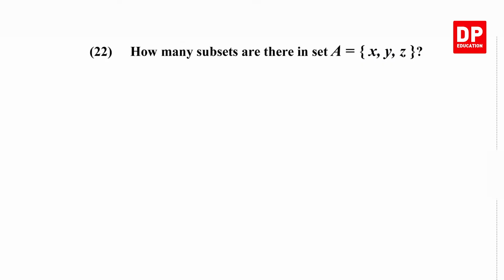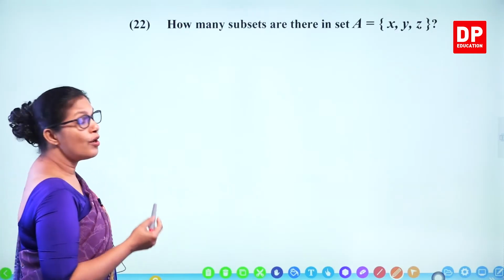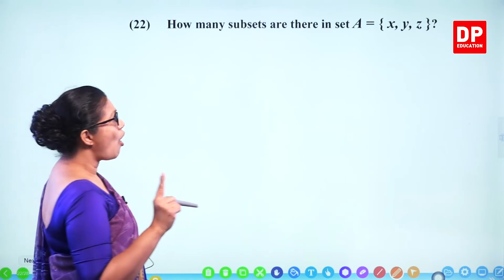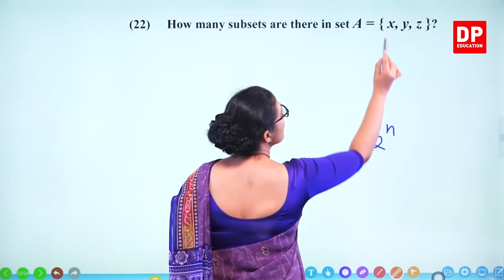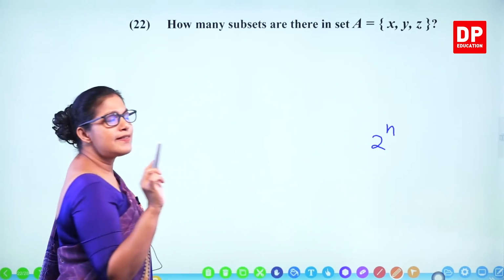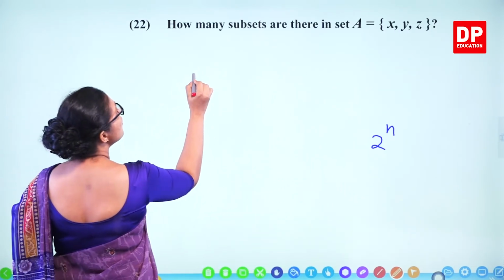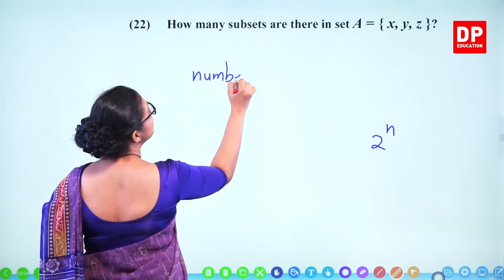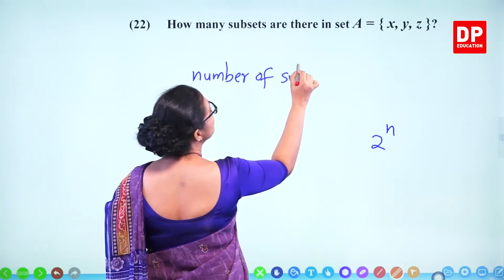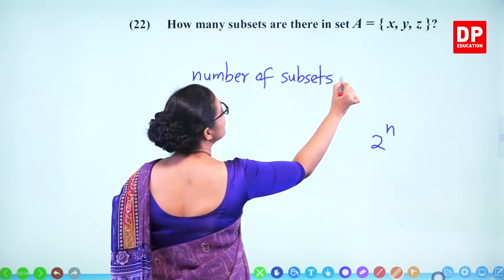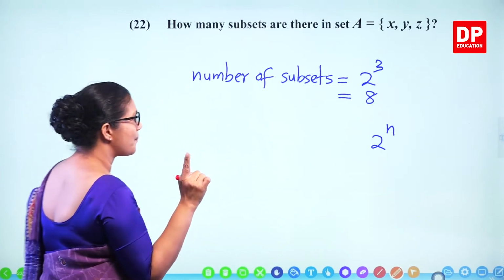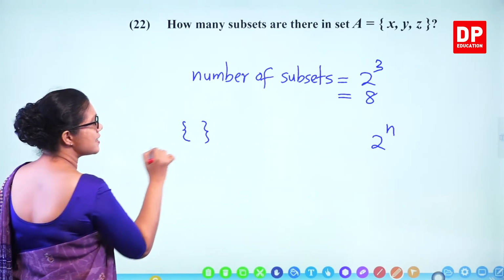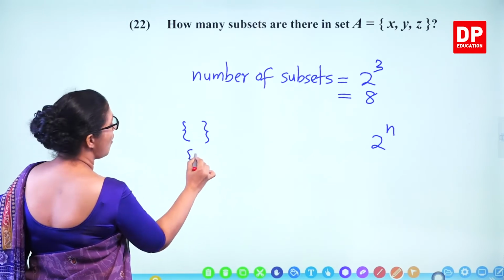Question number 22. How many subsets are there in set A? Do you know how many subsets? Normally 2 to the power n. 3 terms are there, so that means 2 to the power 3. So the number of subsets is 2 to the power 3, that's 8. What are those? One is the empty set. One is all 3 together.